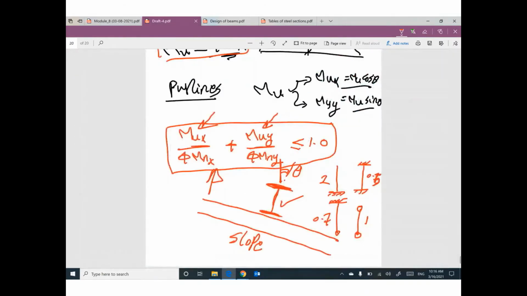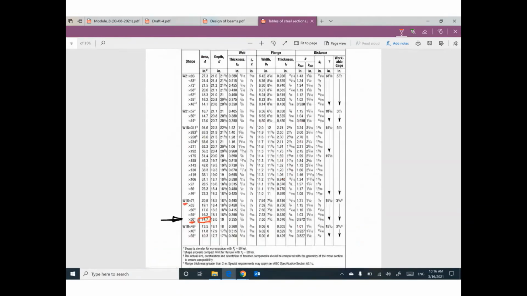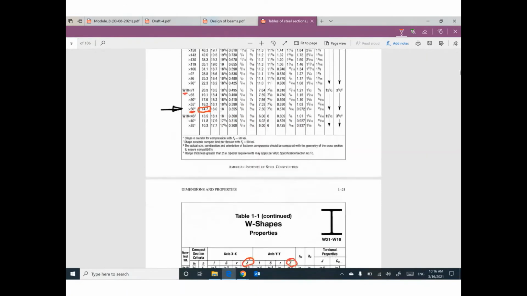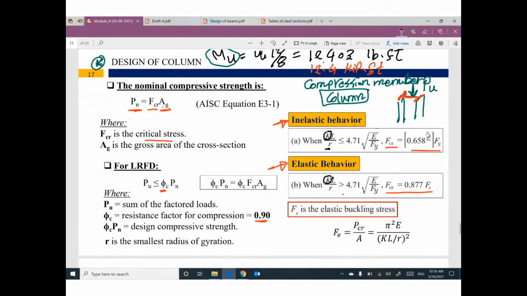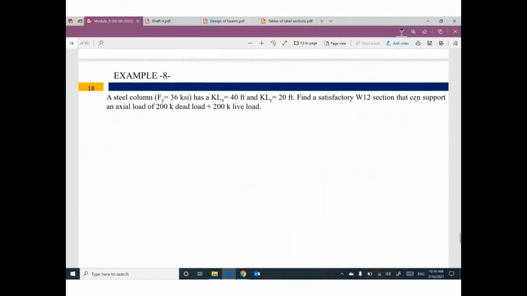Anybody remember what is the meaning of r? Radius of gyration. If you open a table for W shape section properties, we have here r about the x-axis and r about the y-axis. Which one am I going to use? We will use the smallest one, or if we have a different situation, we will cover it. Let's do an example and see how we can use this technique in designing a column.